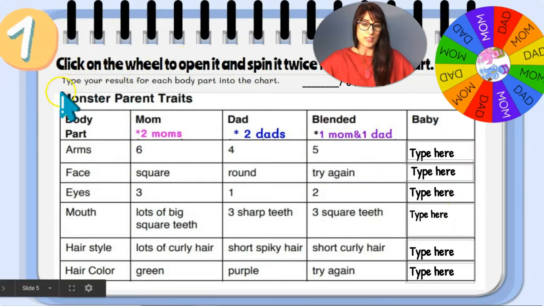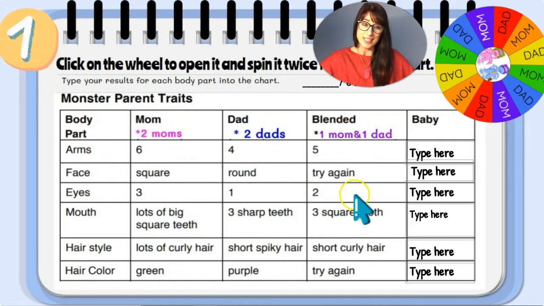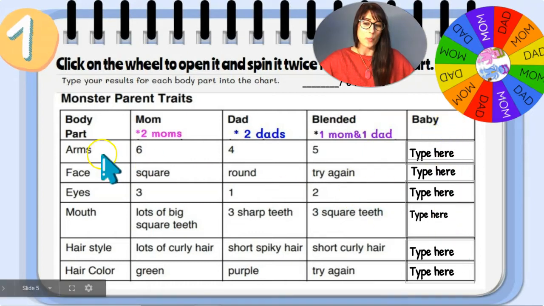So here we have the table, and as you can see, we have here body parts. Here it says mom, dad. Here it says blended, and then here it says what your baby will inherit. So I'm going to have to spin twice for the body part, arms, and if I get 2 moms, I'll have to put number 6 here. If I get 2 dots, I'll have to put number 4 here, and if I get 1 mom and 1 dot, I'll have to put number 5.